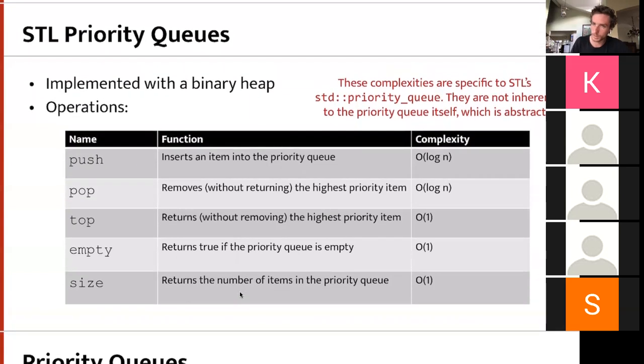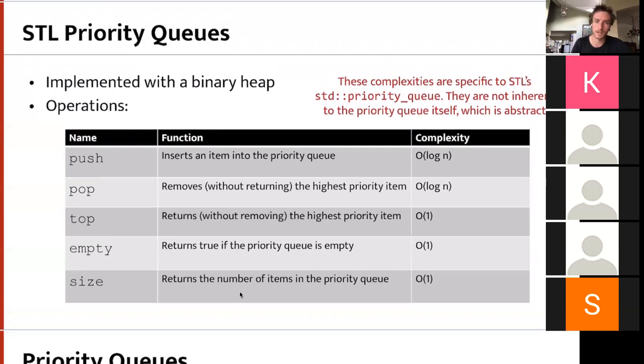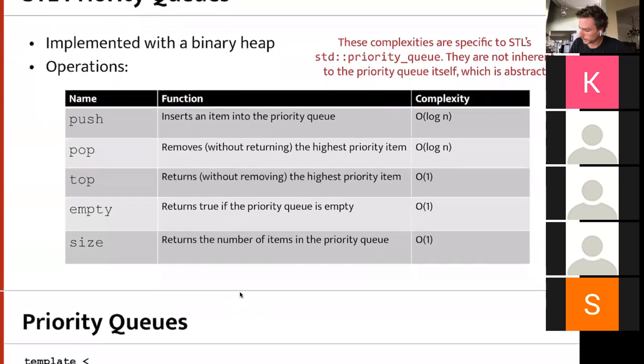But I do see quite a bit that people will try to iterate over their priority queue in project 2, and that is not something you need to do or want to do. Don't worry about it. Okay.